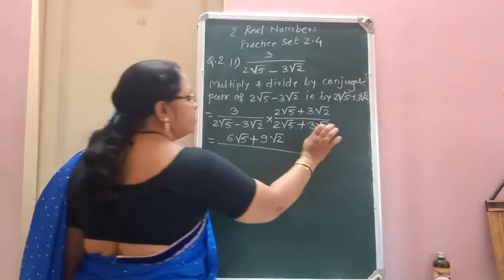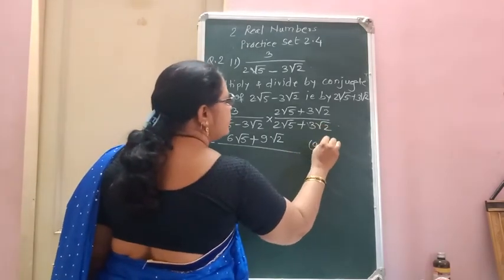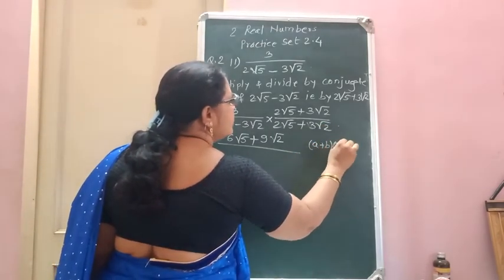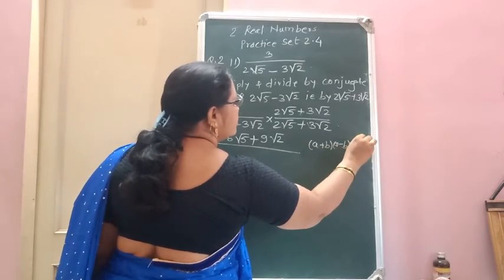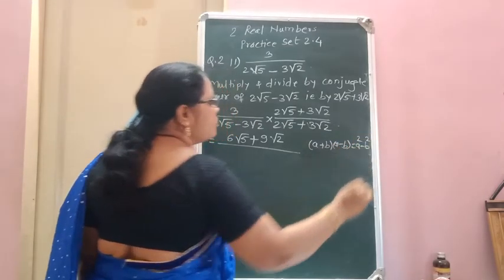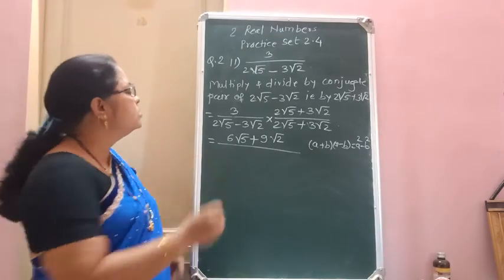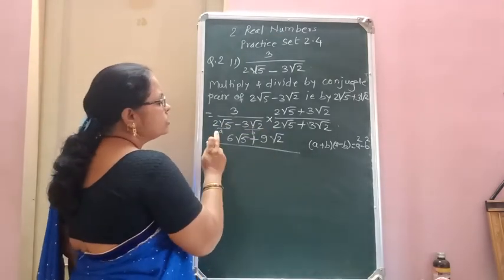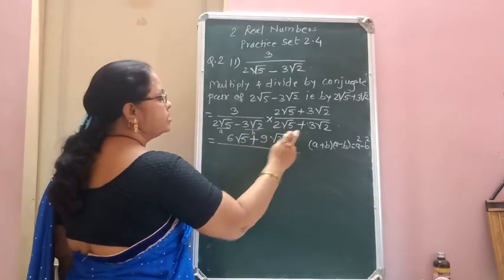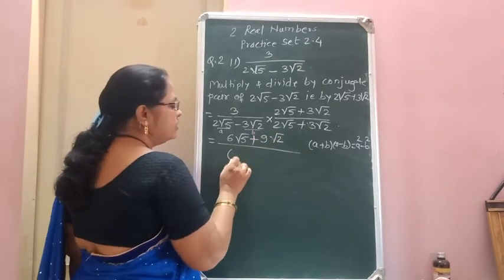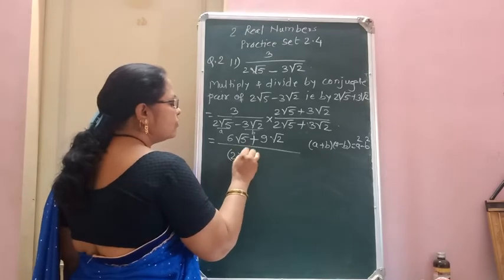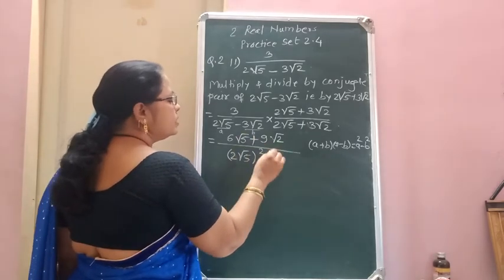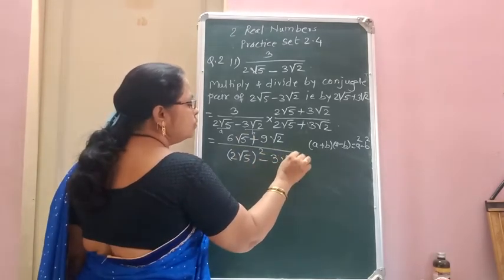Here there is a plus sign in between the similar terms, and here there is a minus sign. So we know the formula for a plus b into a minus b is a square minus b square. So suppose this is the number a and this is the number b. What is the product of these two brackets? It will be a square, that is 2 root 5 square, minus b square, that is 3 root 2 square.